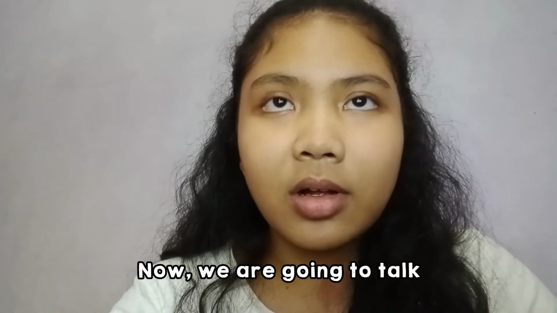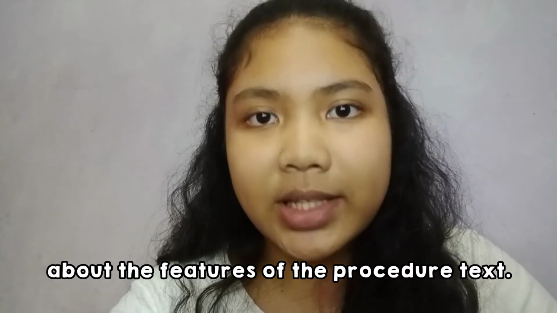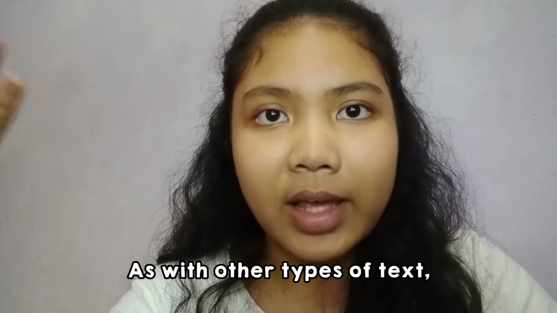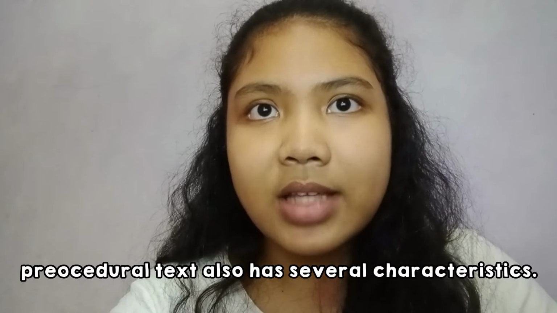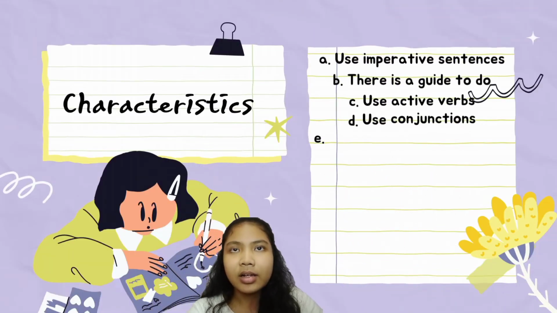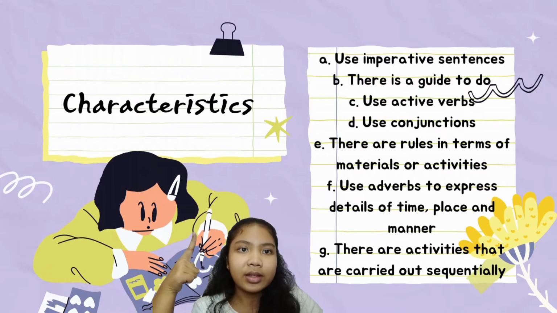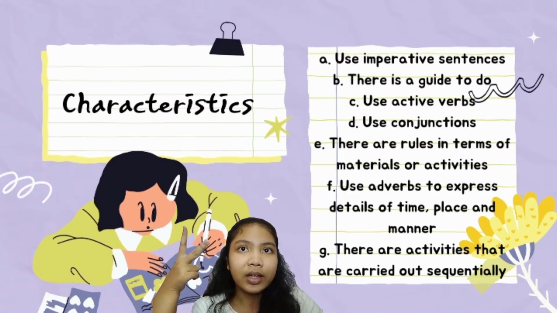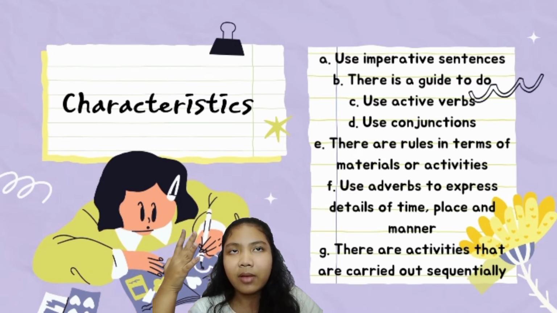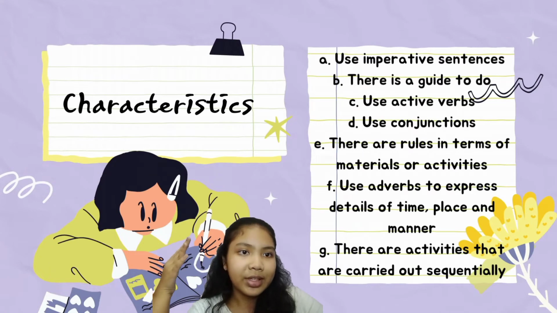Now, we are going to talk about the features of the procedure text. As with other types of text, procedural text also has several characteristics. They are: use imperative sentence, there is a guide to do, use active verbs, use conjunctions, there are rules in terms of materials or activities, use adverbs to express details of time, place, and manner, and the last one, there are activities that are carried out sequentially.